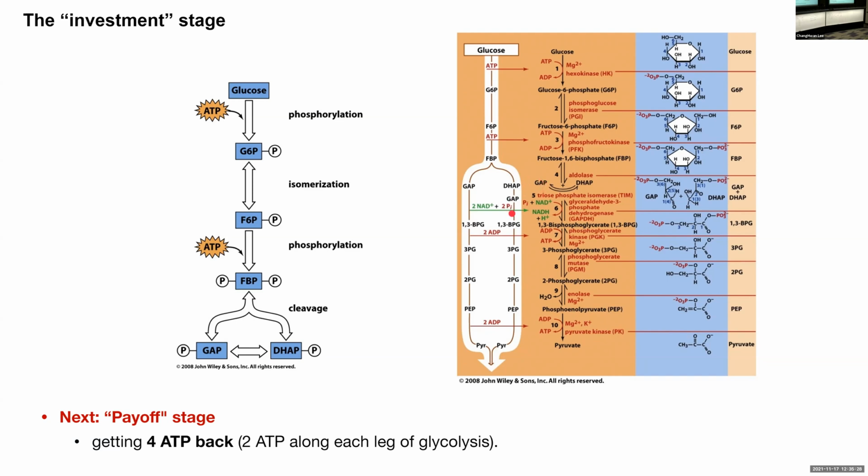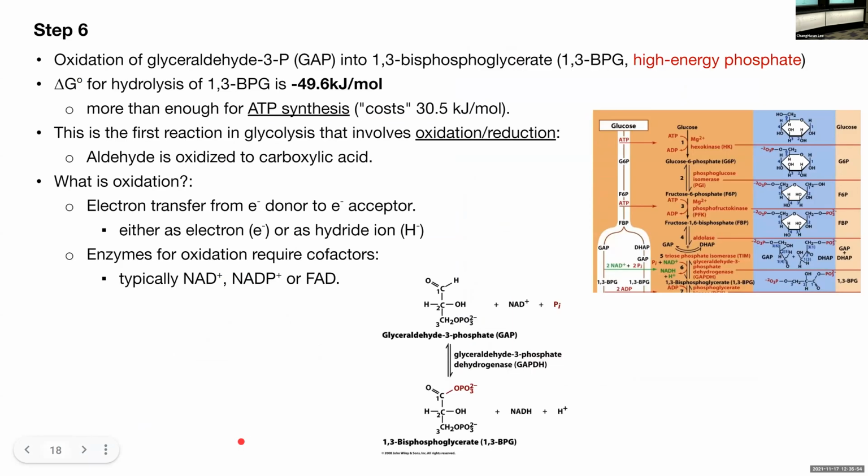And next stage, from step 6 to step 10, will be the payoff stage where it will get the 4 ATP molecules. So since there are two legs, again, two pathways, and they are processing the same molecule, it means each leg will have 2 ATP generated.